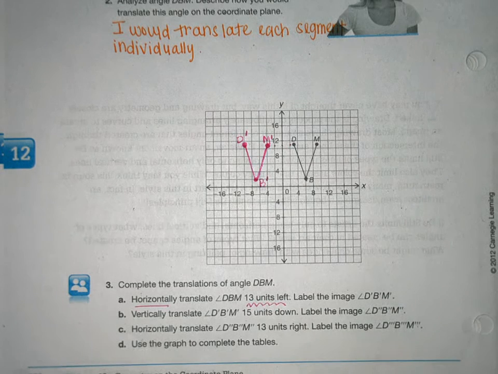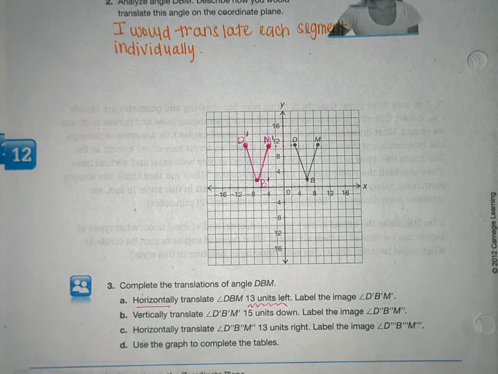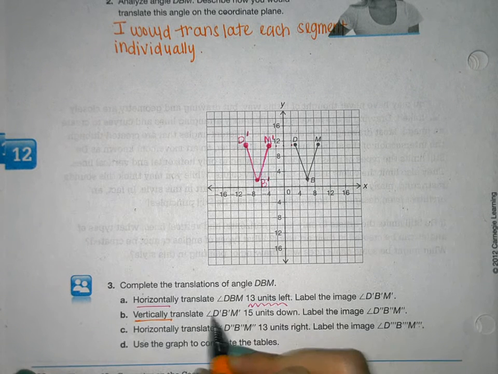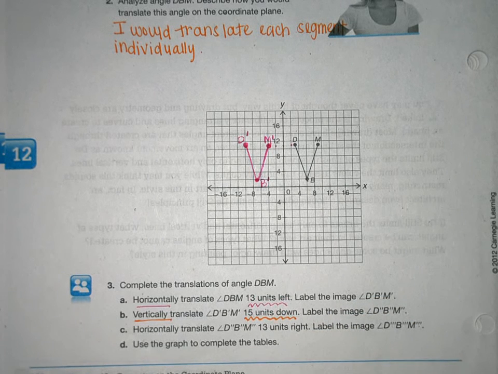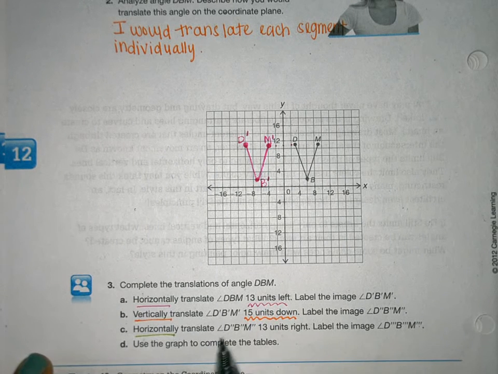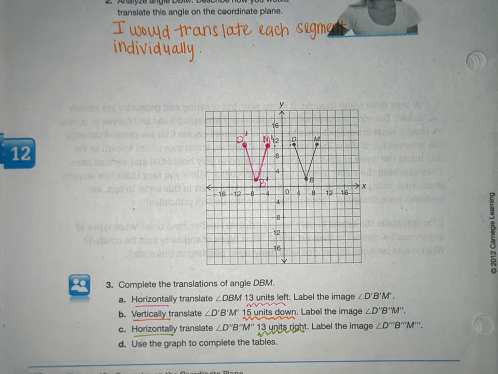So what I want you guys to do right now, pause the video and do B and C for me. We are going to vertically translate angle D prime, B prime, M prime 15 units down. And that's going to be angle D double prime, B double prime, M double prime. So do that. And then you are going to horizontally translate D double prime, B double prime, M double prime 13 units to the right and label those triple primes. So pause the video and do those translations right now.